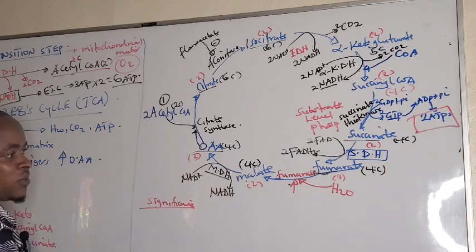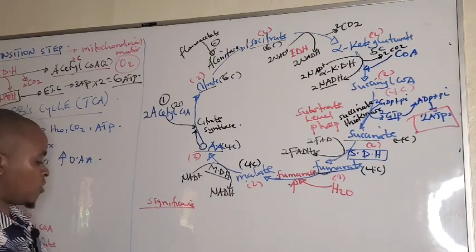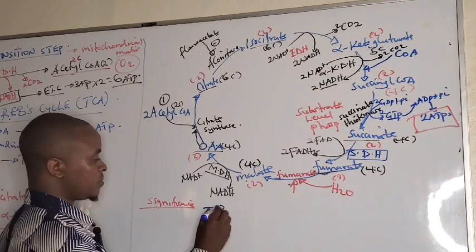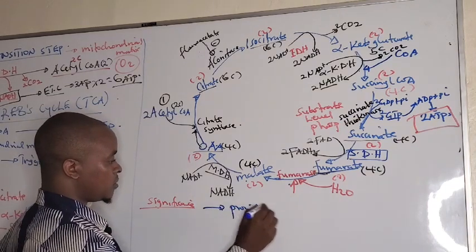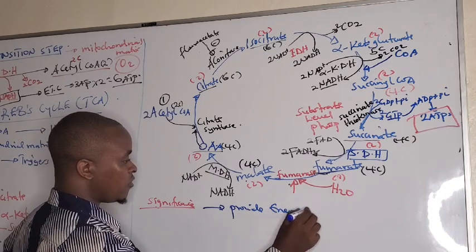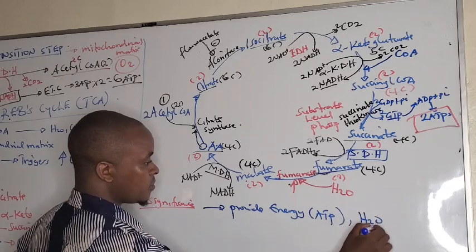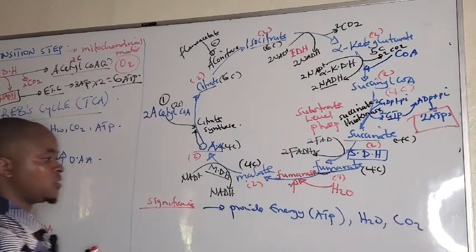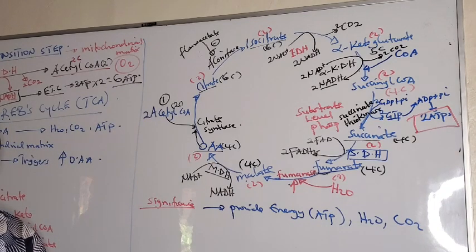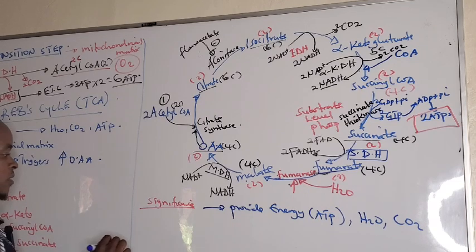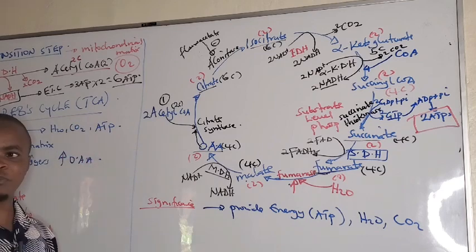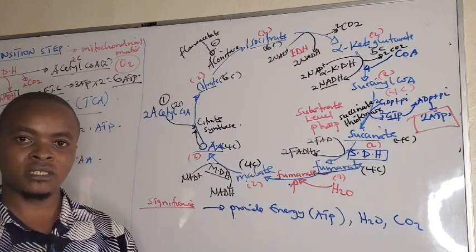The major significance of Krebs cycle is to provide energy, that is in the form of ATP. Then it also provides water and carbon dioxide. This is the major significance of Krebs cycle. So we want to look at the accounting, and we want to see how many ATPs are produced by Krebs cycle.